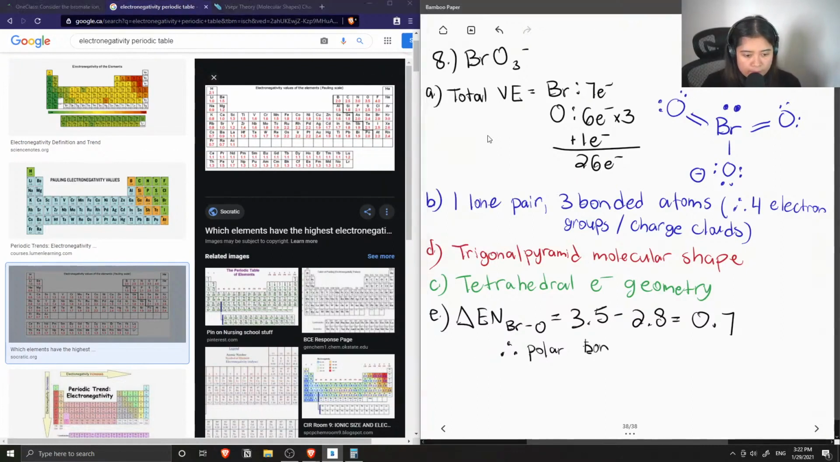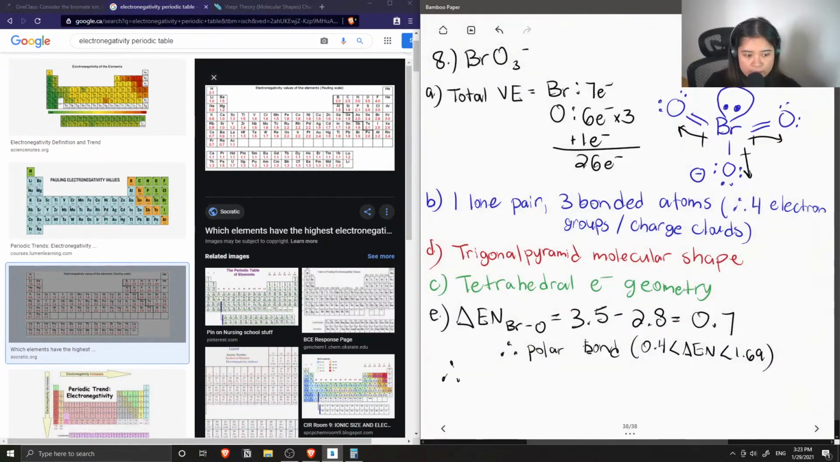And we know that because when we have a polar bond, this means that the electronegativity difference was greater than 0.4, but less than 1.69. So now that we know that the bromine-oxygen bond is polar, then we can draw dipole moments on our molecule in the direction of the oxygen. And because of the lone pair on the bromine, these dipole moments don't cancel each other out.